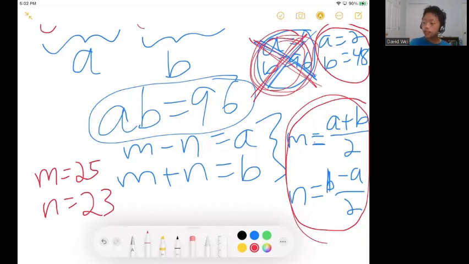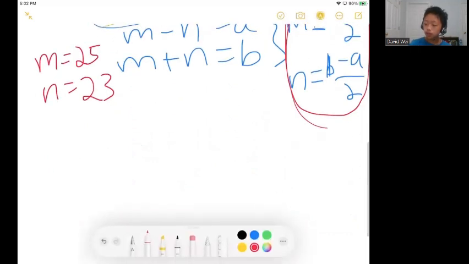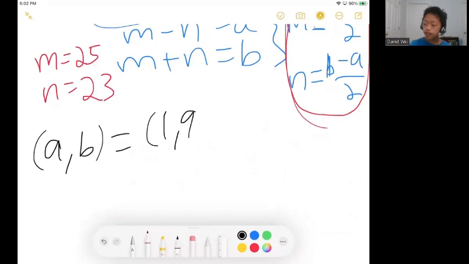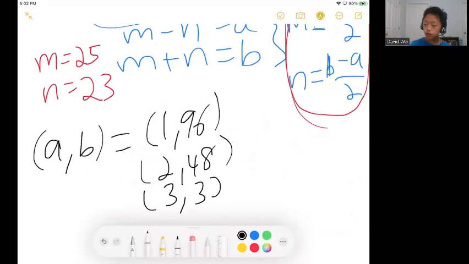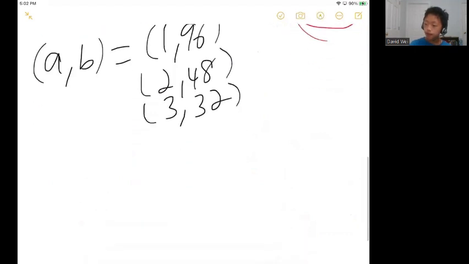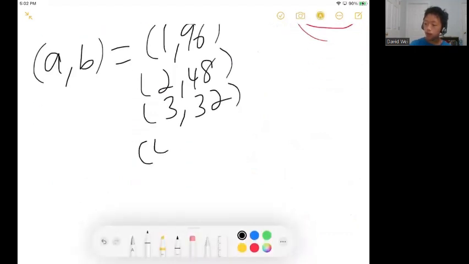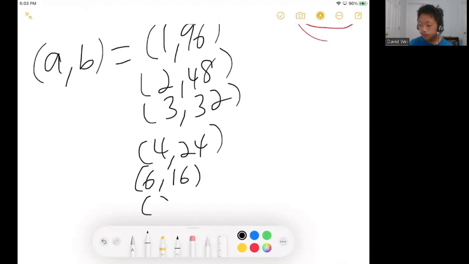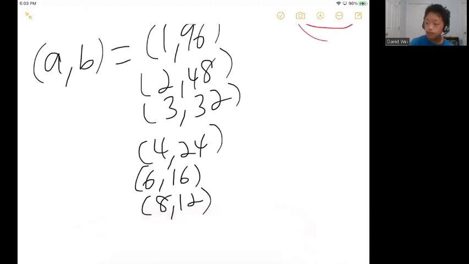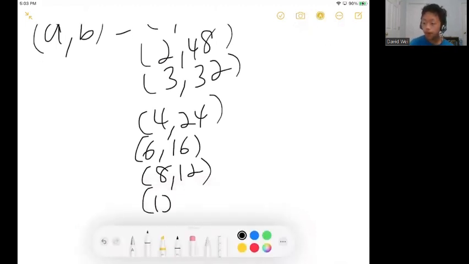Now we can list out the possible values of a, b: you have 1, 96; 2, 48; 3, 32; 4, 24. 5 does not work because 5 is not a factor of 96. Then 6, 16; and 8, 12. And from here, we can actually stop and not continue, because the next ordered pair that works is going to be 12, 8.